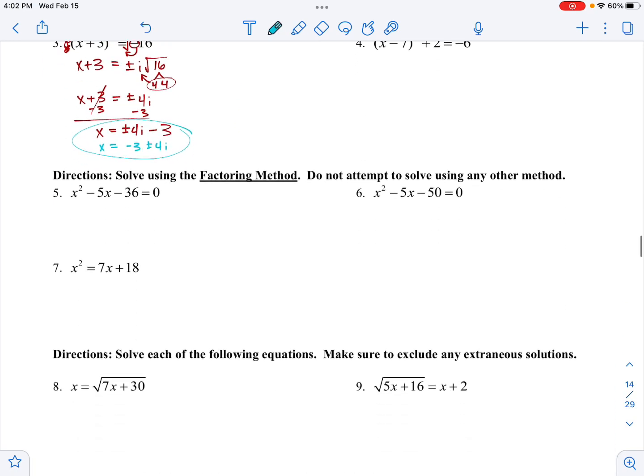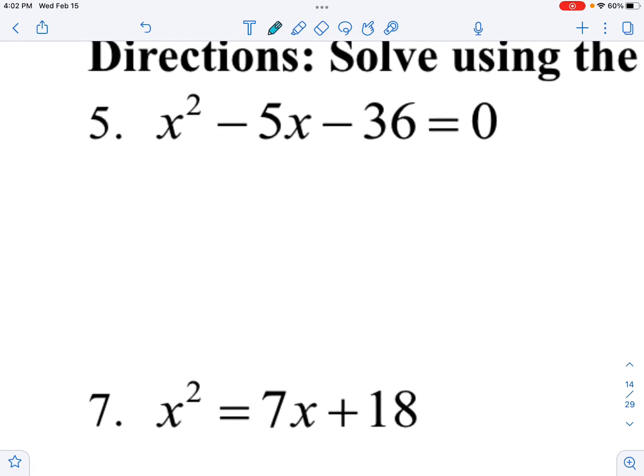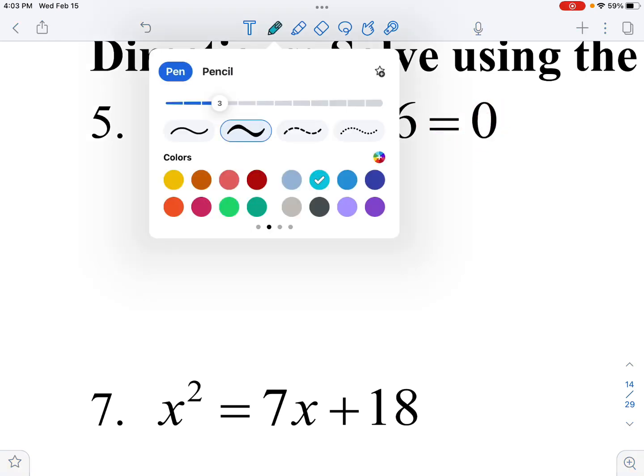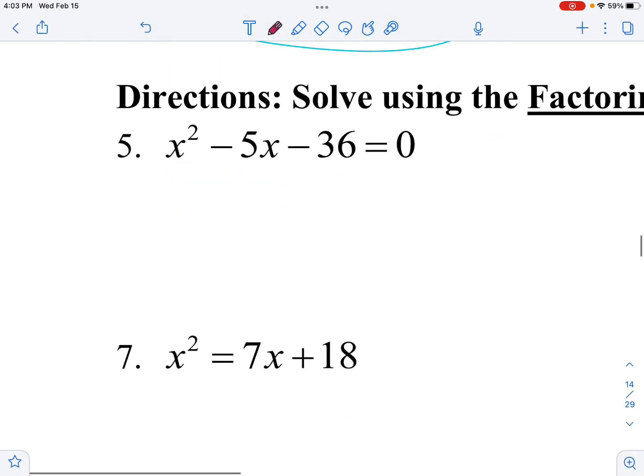Now let's talk about the factoring method. Number 5. Remember that before you factor, you have to have equals 0 first. And since we do have equals 0, this one doesn't have a 0, so we'll have to move some things around on that. This one equals 0, so right away what I can do is I can do this x thing. Do you remember that? And remember that the -36 goes on top and -5 goes on the bottom.